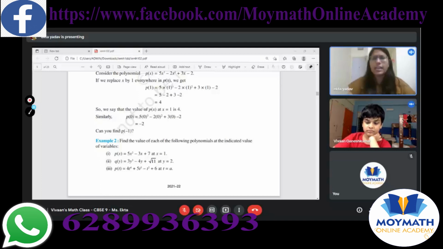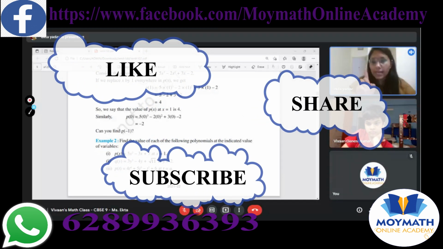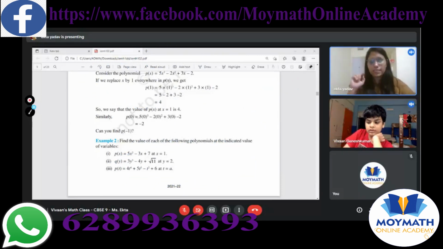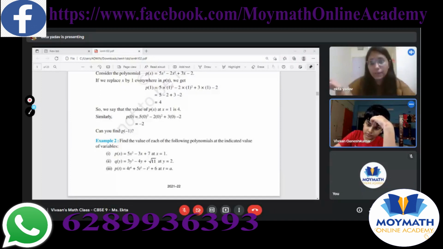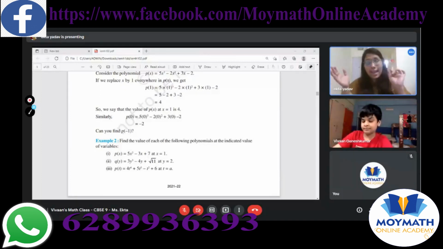The very basic example of it is x minus 1. Now, if you put x as 1, what will your polynomial be? The answer will be 0. So x equal to 1 is the zero of the polynomial x minus 1.